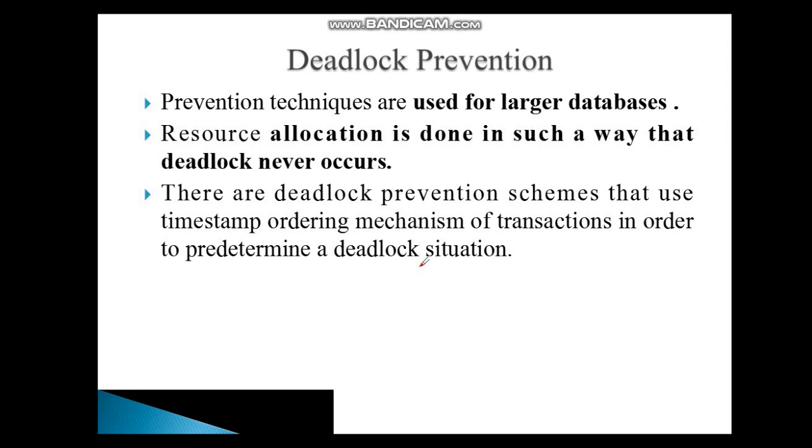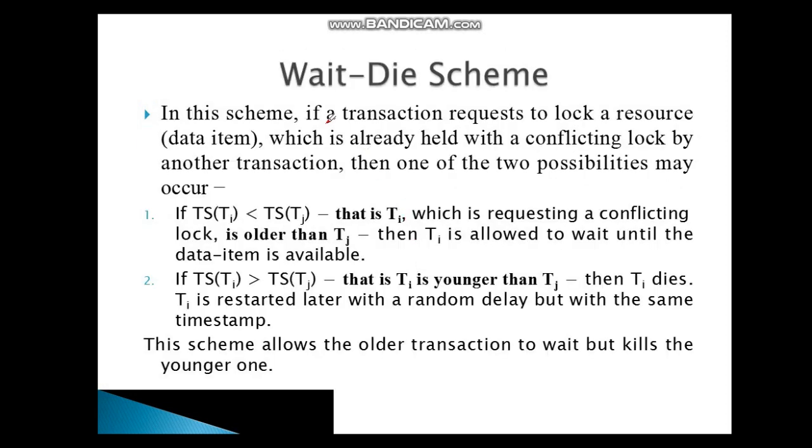Whenever a transaction enters the system, it is assigned a timestamp. Like, this one comes at 0.1 nanosecond, the second transaction comes at 0.2 nanosecond. This is how a timestamp is allocated to every transaction. Since we are studying deadlock prevention, here we are going to study the wait-die scheme. In this concept we have two schemes: the wait-die scheme and the other one, the wound-wait scheme.